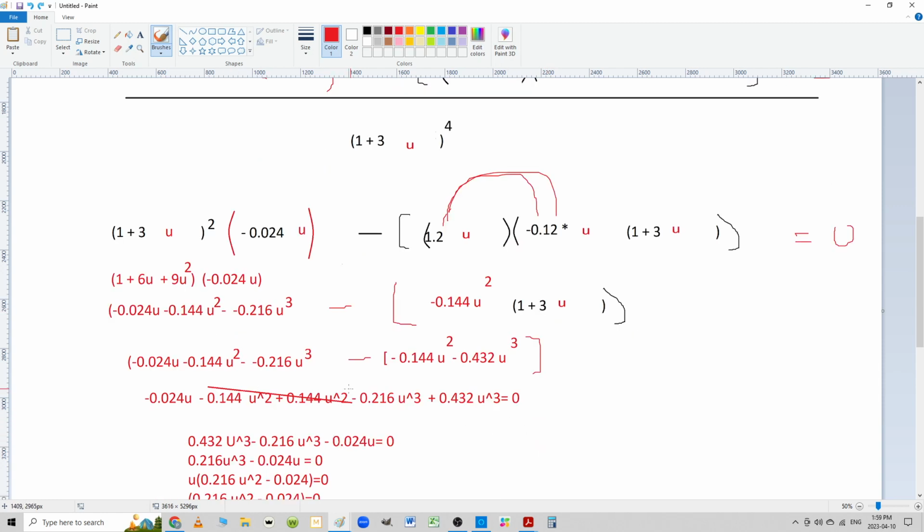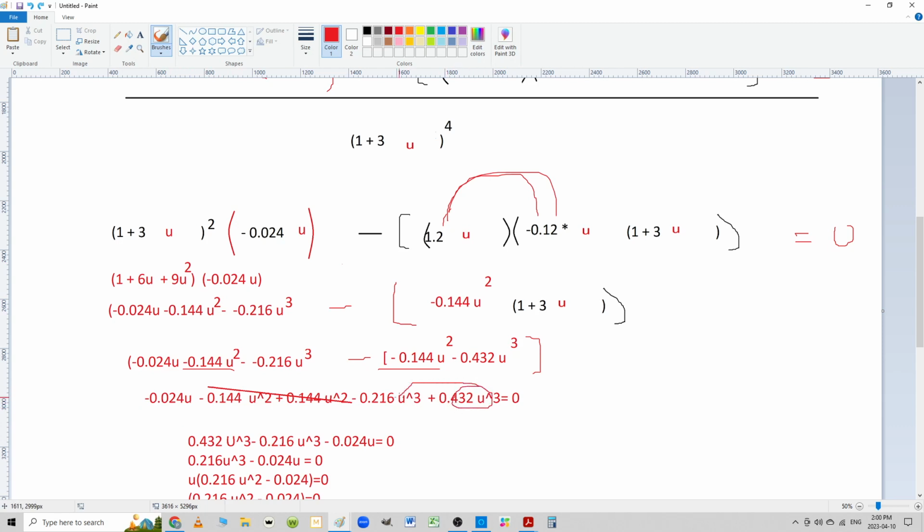But right away, I can see this negative makes everything in this bracket positive. And so then I get a minus 1.44u² plus 1.44u². So those cancelled out. And again, I have too many u's. I could have just factored out a u very early. But I end up with this.